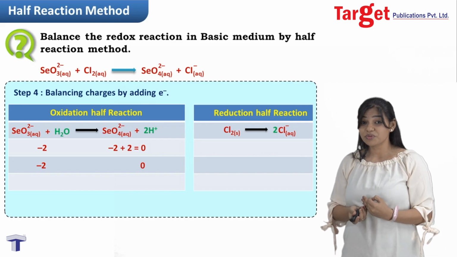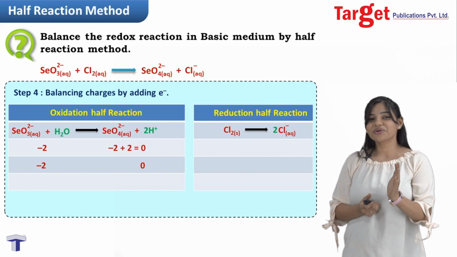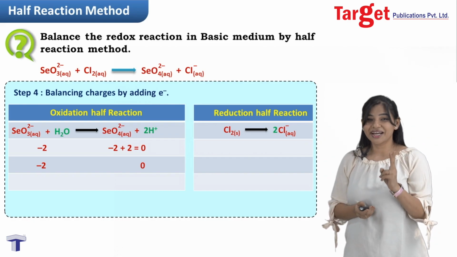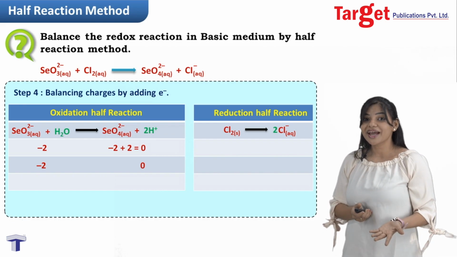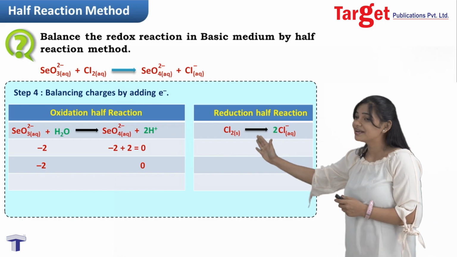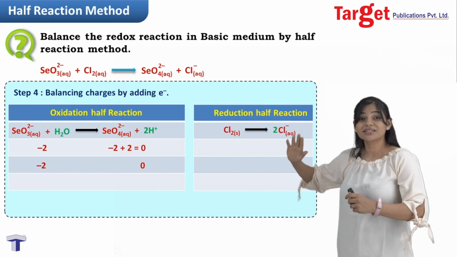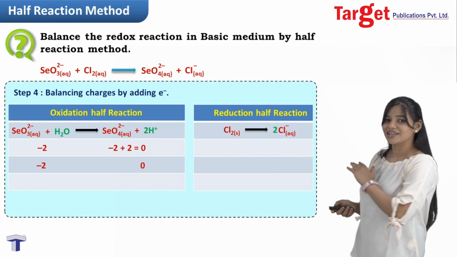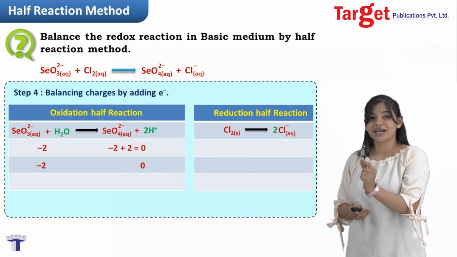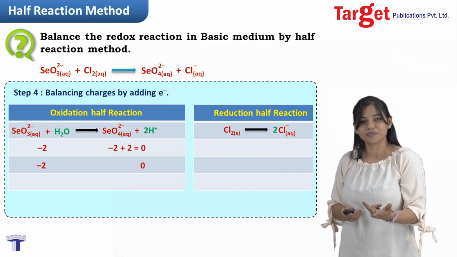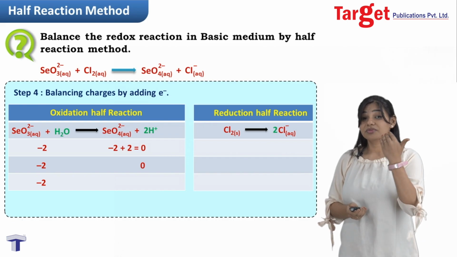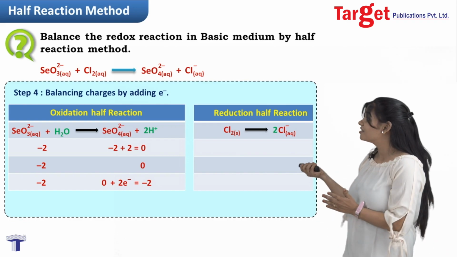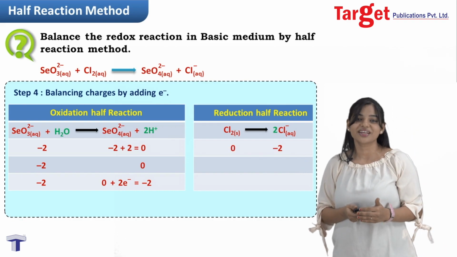How do I balance these two? By adding electrons. Students, electrons are negatively charged, and since the difference between the two is just 2, I need to add 2 electrons. Now where do I add these 2 electrons? Suppose I add them on the reactant side, -2 plus 2 electrons becomes -4. Whereas if I add them on the product side, 0 plus 2 electrons, that is a charge of -2. So if I add 2 electrons on the product side, I get -2. Hence we can say the charges are balanced for the oxidation half reaction.